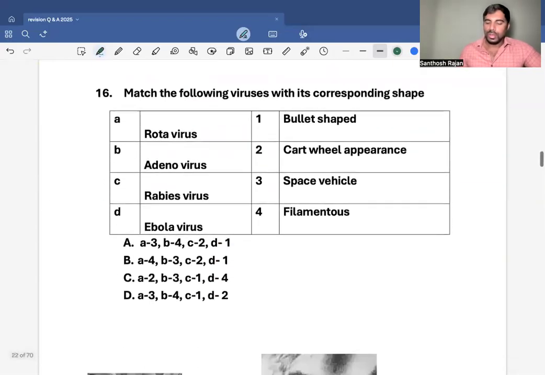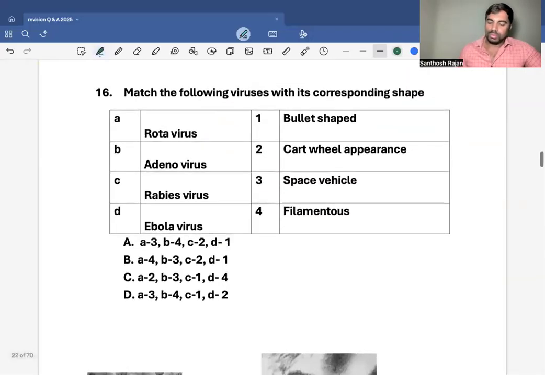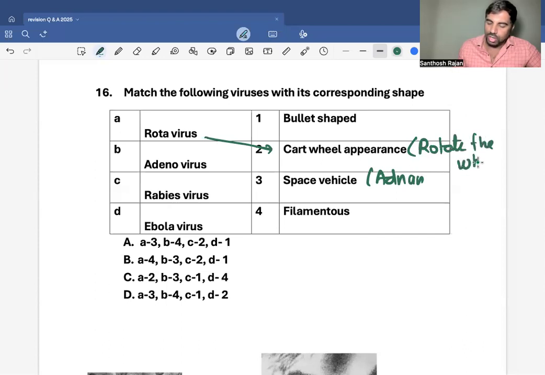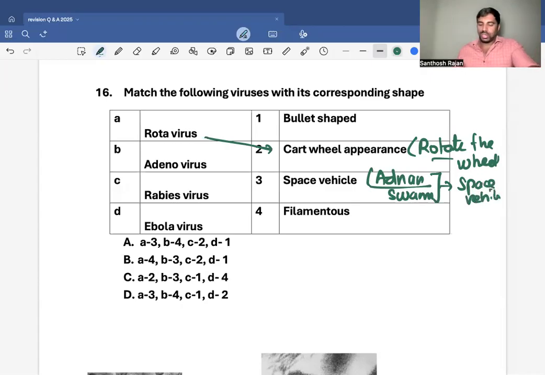Classification of it is very important. And of course, the virus shapes you know very, very well. So rotavirus, you know that rota means rotate. Rotate with the cart, so cartwheel. Rotate the wheel. Adeno, I told you, Adnan Swami, the rich guy. I told you he has a space vehicle. He himself has a space vehicle because he is a very popular rich guy.